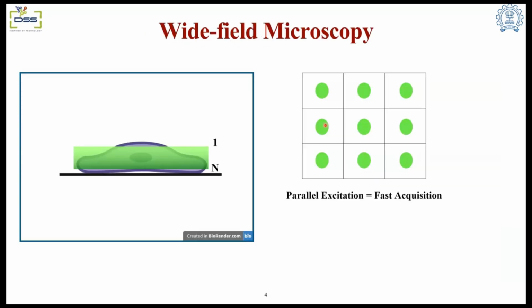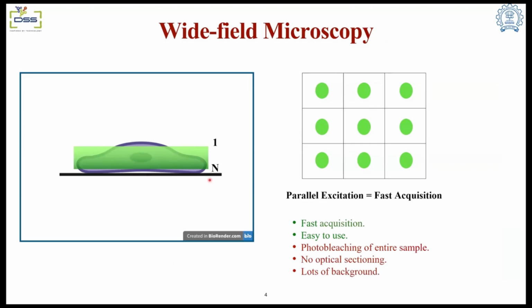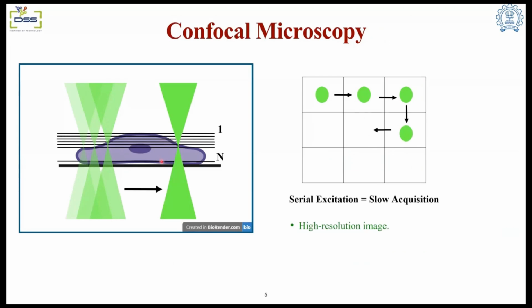In wide field microscopy, the entire sample is illuminated, giving fast acquisition and ease of use. But what are the disadvantages? There is photo bleaching of the entire sample, no optical sectioning, and lots of background. The next is the confocal microscope. We get a high resolution image and it is easy to use. The disadvantages: of course photo bleaching is the major problem, along with poor optical sectioning and slow acquisition.